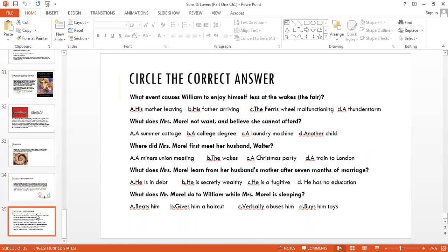What does Mrs. Morel learn from her husband's mother after 7 months of marriage? He's in debt, he is secretly wealthy, he's a fugitive, he has no education? Yes, he is in debt. What does Mr. Morel do to William while Mrs. Morel is sleeping? Beats him, gives him a haircut, verbally abuses him, buys him toys? Yes, he gives him a haircut.